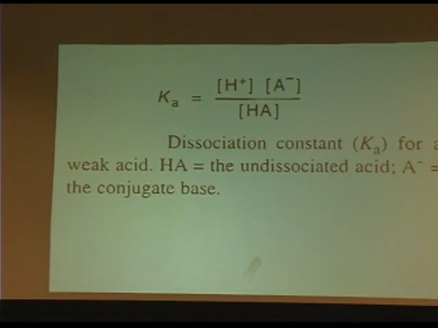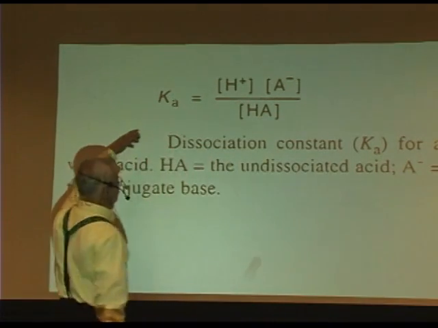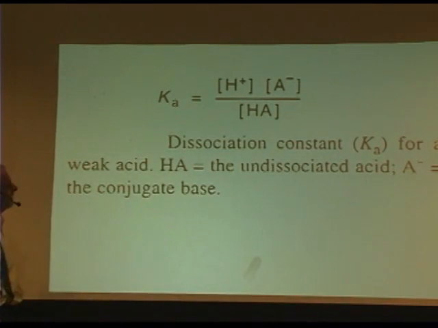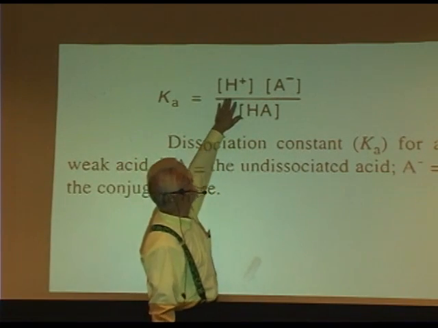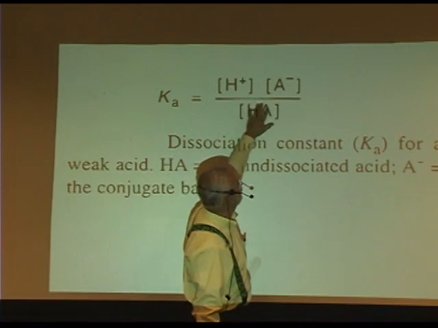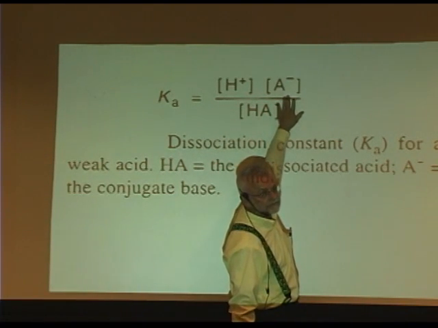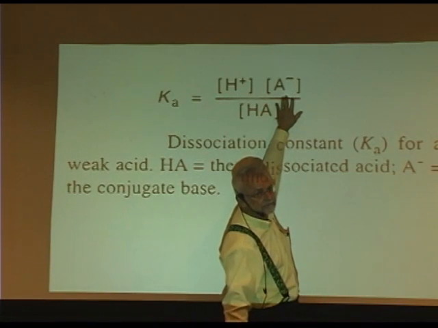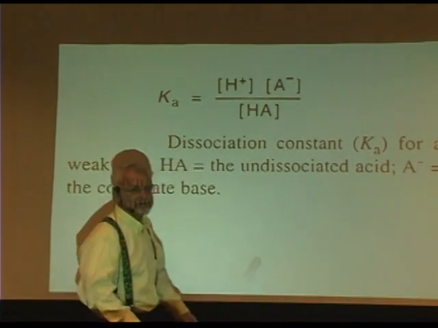We can write the Ka, and Ka stands for the dissociation constant for an acid. We write the products of the reaction over the reactant. So we write the protons times the concentration of the salt or the conjugate base, either one is a correct term, over the concentration of acid in solution.